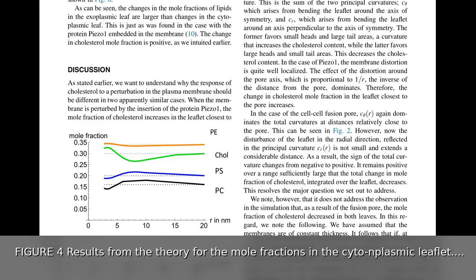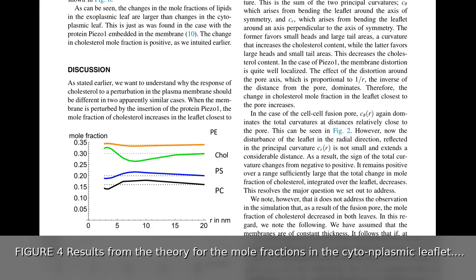In Figure 4, the authors extend their theoretical analysis to other lipid components in the cytoplasmic leaflet, presenting mole fractions for phosphatidylethanolamine, PE, cholesterol, phosphatidylserine, PS, and phosphatidylcholine, PC. The results are plotted with horizontal dotted lines indicating their composition in a flat membrane. Cholesterol shows a net decrease in mole fraction consistent with Figure 3, while other lipids respond differently to membrane curvature. This multi-parameter lipid distribution highlights the complex interplay of membrane shape and lipid preferences.